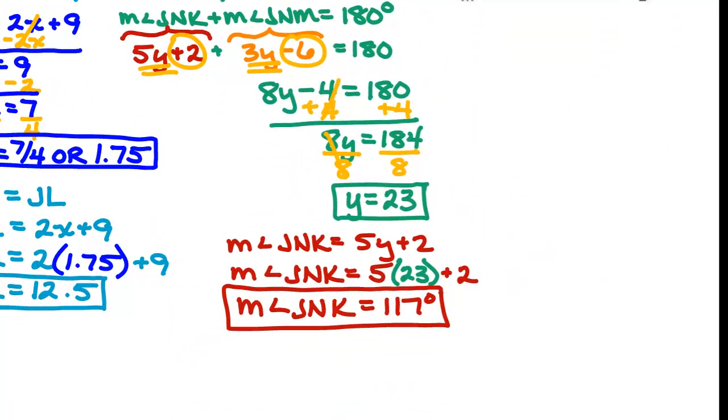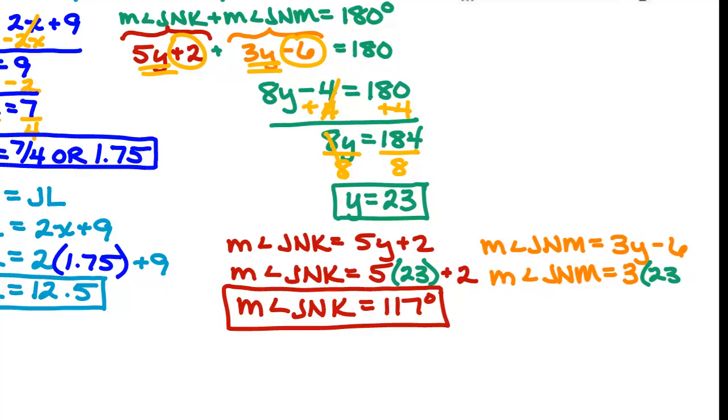JNM. The measurement of angle JNM. What did we have for the measurement of angle JNM? 3y minus 6. So the measurement of angle JNM is equal to 3 times 23 minus 6.